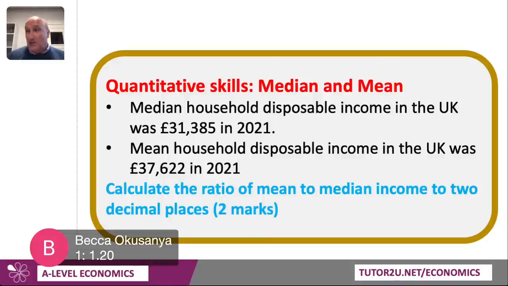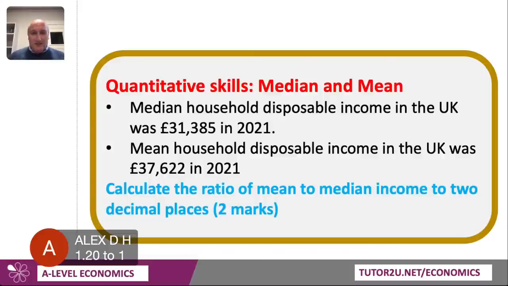Interesting answers. Keep in mind, everybody, the question is saying calculate the ratio of mean to median, not median to mean. Okay, mean to median. I actually put the data the other way around. Harris, 1.2 to 1. Excellent.